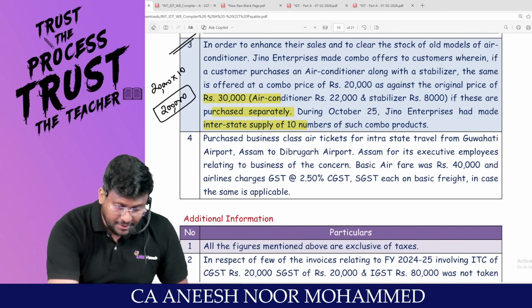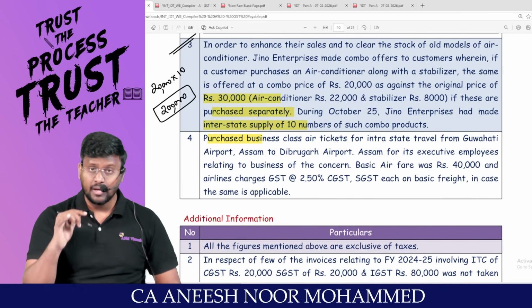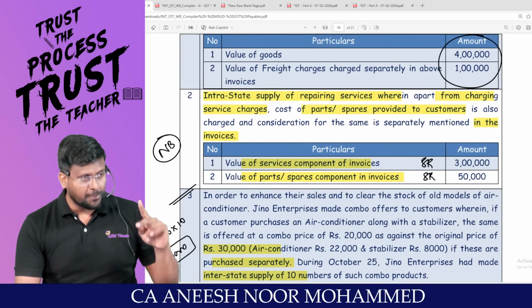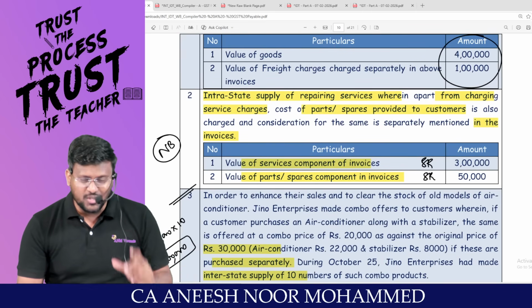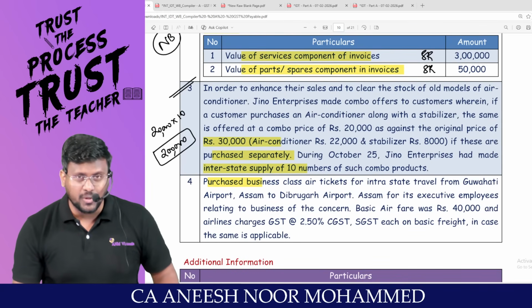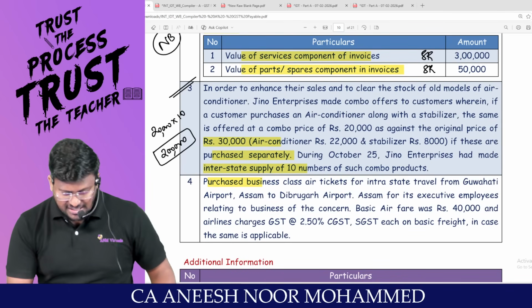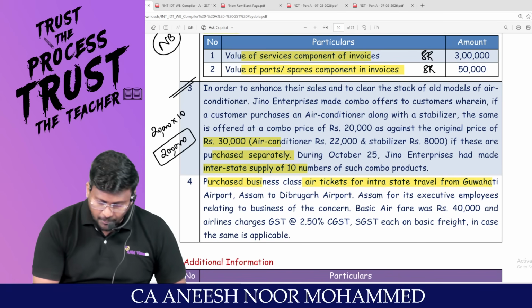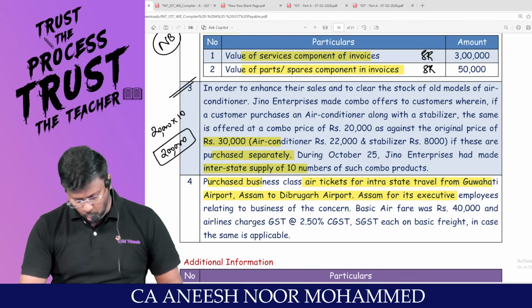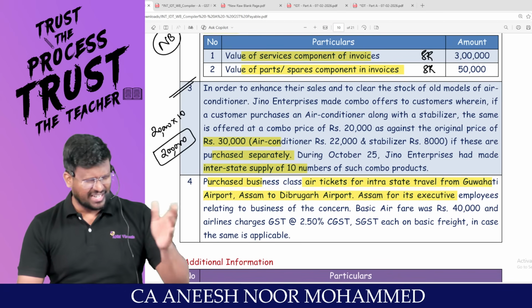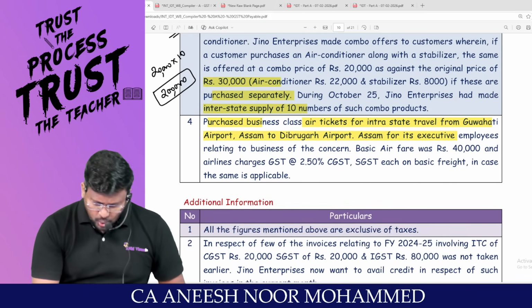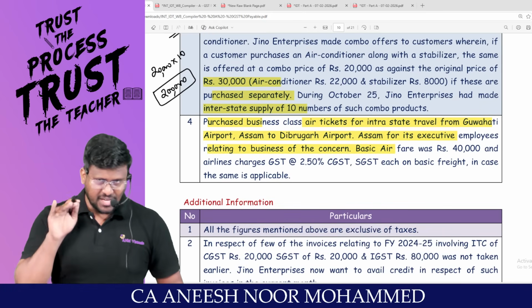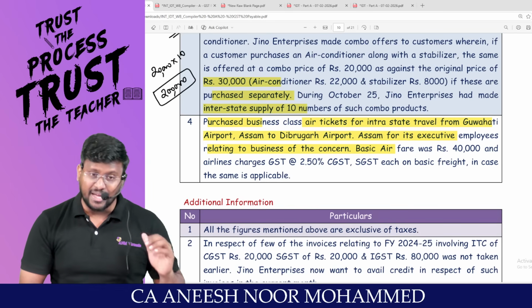The last one, purchased. That means it's not the details of outward supply, it is the details of inward supply. For the first two questions, a separate table has been given. From here onwards, you have to pick what are outward supply and what are inward supply. Business class AC air ticket for intra-state travel from Guwahati Airport, Assam to Dibrugarh Airport within Assam, for an exclusive employee relating to business of the concern. Yes, sir, I can take ITC, because air travel is not blocked credit, only aircraft is blocked credit.